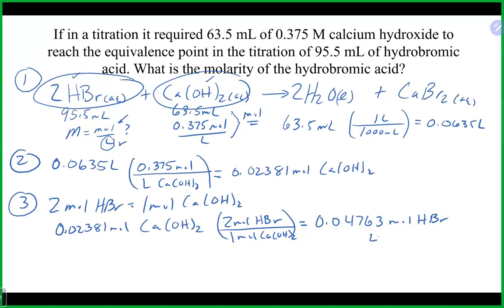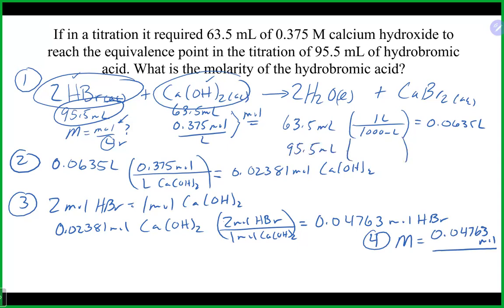At this point, we're ready to kind of finish it out and get to our fourth step. And we are looking for the molarity. And molarity is the moles, which we just calculated, 0.04763, divided by our volume of our HBr. Remember, we do need to also convert our volume of HBr into liters as well. So 95.5 milliliters, 1 liter is 1,000 milliliters, 0.0955 liters.